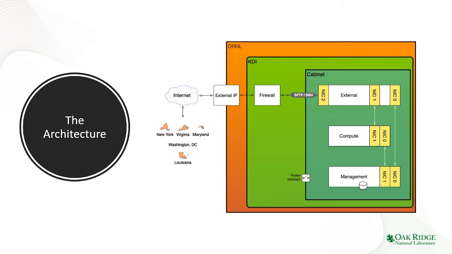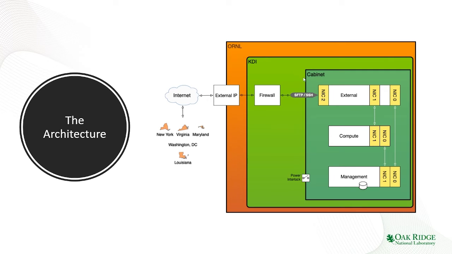So here's the basic infrastructure for it. This was built at Oak Ridge National Laboratory. And here you see some of the states that participated in the early round. They talk to us over the internet. That's where all the good stuff is. And come here to an external IP for Oak Ridge National Laboratory. The data then travels through the Oak Ridge network to something called the Knowledge Discovery. I forget what the I stands for, but Knowledge Discovery. And that's a specialized environment that has its own security, its own firewall, its own data controls.